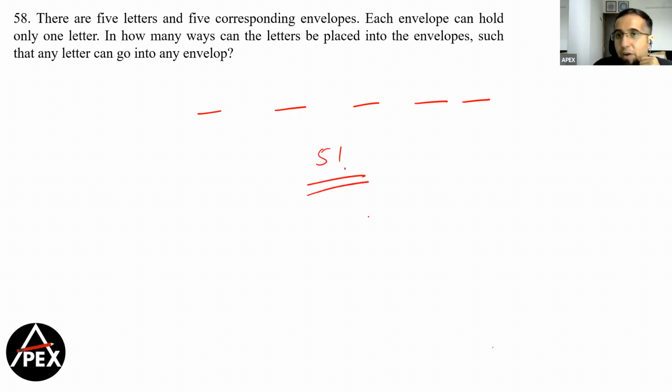not 5 factorial into 5 factorial power. In any of these envelopes somewhere, either letter A or B or C or D or E can go. If A is going here, then B, C, D or E can go here, and so on and so on and so on.